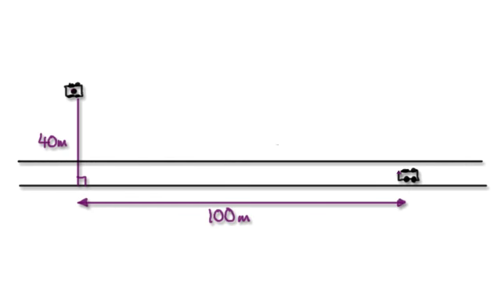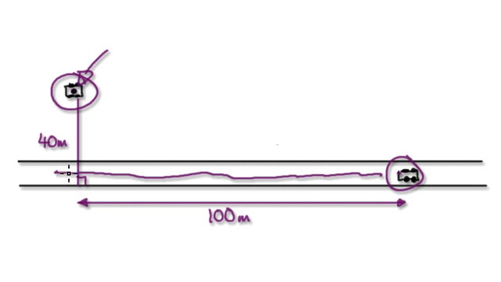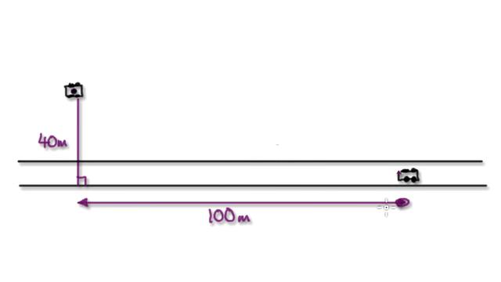Now we're going to look at related rates. So imagine you're looking down on a map. Here you've got a police car, and here you've got a car traveling along a road here. And the distance from here to here is 100 meters, and from here to here is 40 meters.